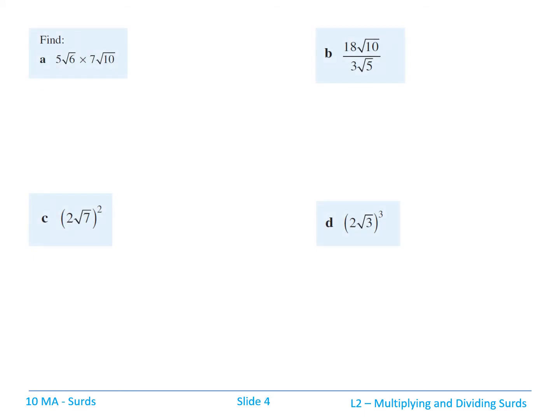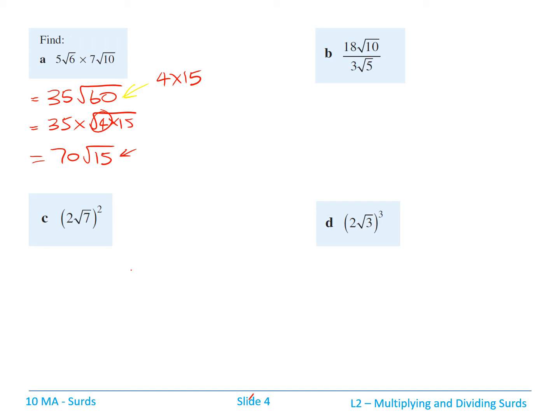Okay, here I've got 5 times 7. I'm just going to do it the quick way. So 35, root 60. Okay, now I've multiplied outside by outside, inside by inside, but now I've got to say, is there anything that goes into 60 that is square rootable? And I know that 60 is 4 times 15. So we can say 35 times root 4 times 15. We know that the square root of 4 is 2, so bring it out the front and multiply it. 70 root 15. And no perfect squares go into 15 except for 1, but we know that that's pointless.